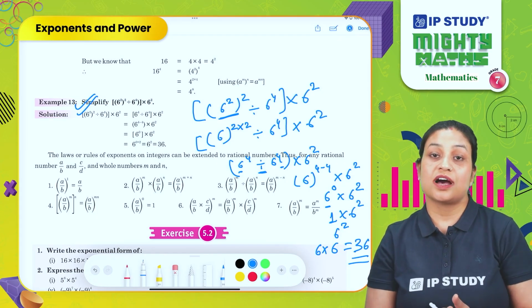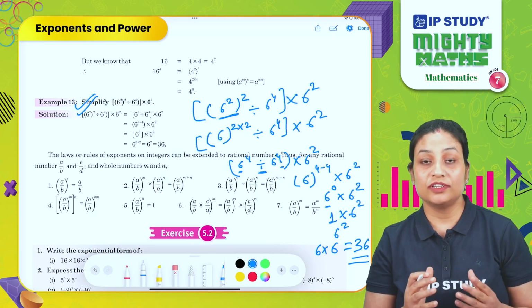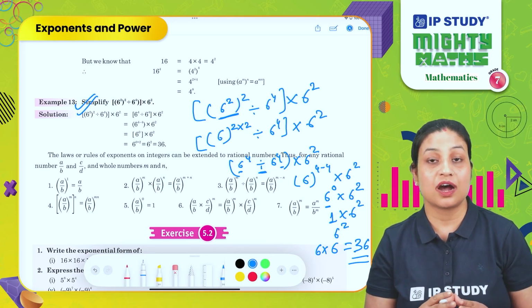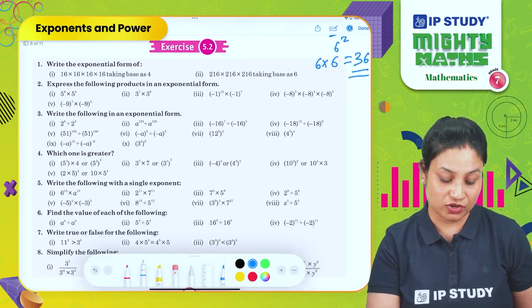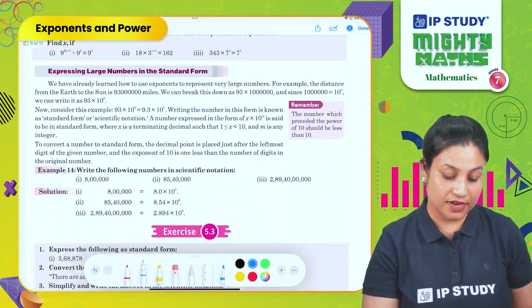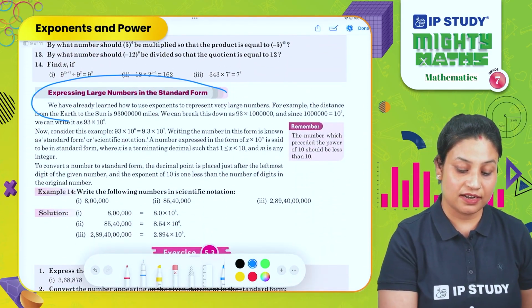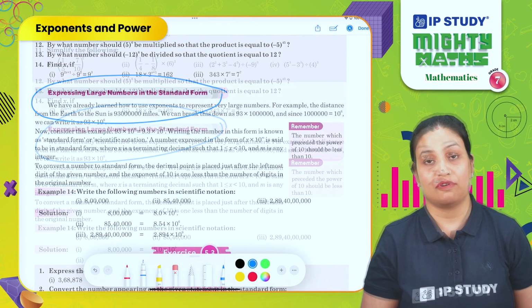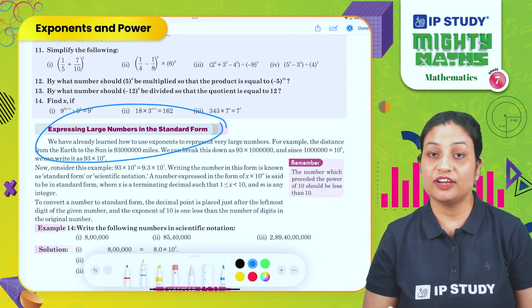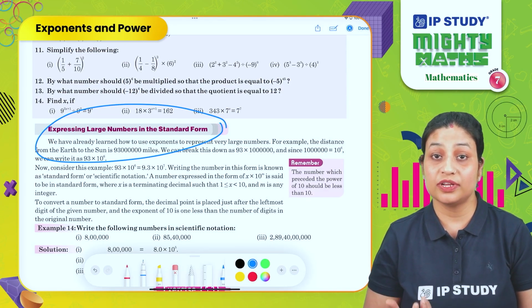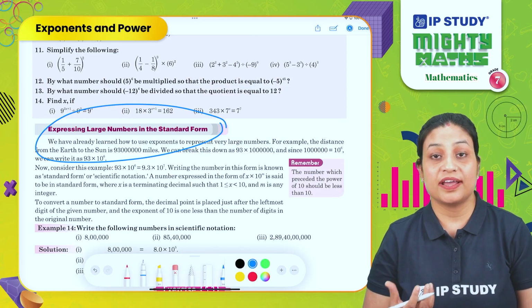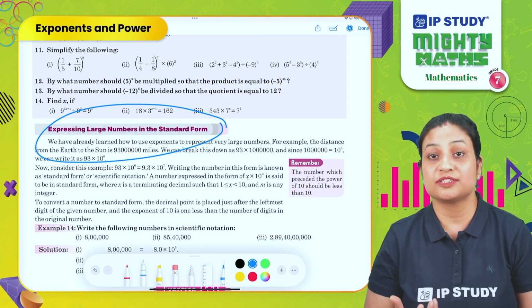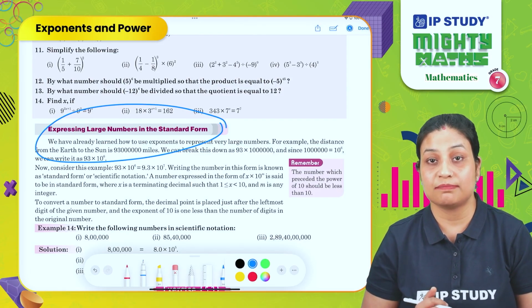So students, I hope you have understood all the laws and how to apply these laws to different problems. Now let's move on to the next topic. The next topic is expressing large numbers in the standard form. At the beginning of the chapter, I told you there are big numbers which are difficult to read, difficult to deal with, difficult to compare, and difficult to apply any operations on. So we need exponents so that we can express or read these numbers, right?